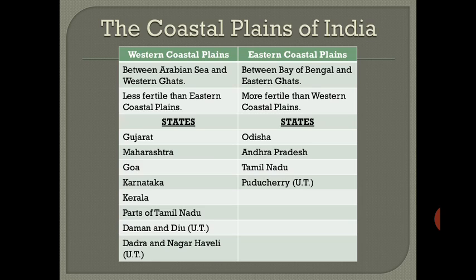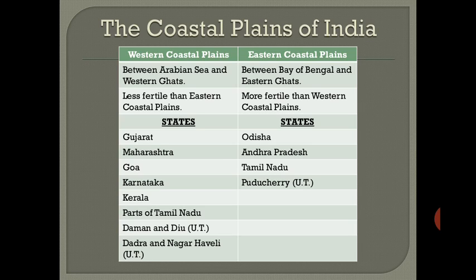Okay beta, and next, look at this, we can see here the coastal plains of India, and we can see here two: the western coastal plain and the eastern coastal plain. Listen to me carefully everyone. The Western coastal plain is between the Arabian Sea and the Western Ghats, and the Eastern coastal plain is between the Bay of Bengal and the Eastern Ghats. This is a difference. Also, the Western coastal plains are less fertile than the eastern coastal plains, and the eastern coastal plains are more fertile than the western coastal plains.